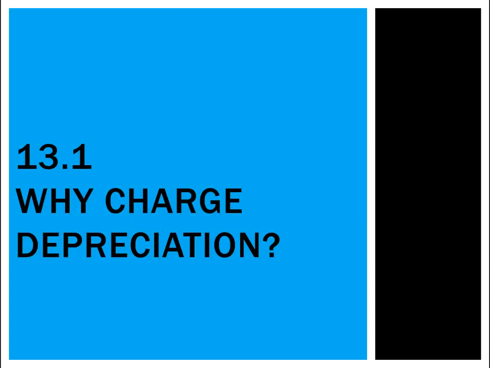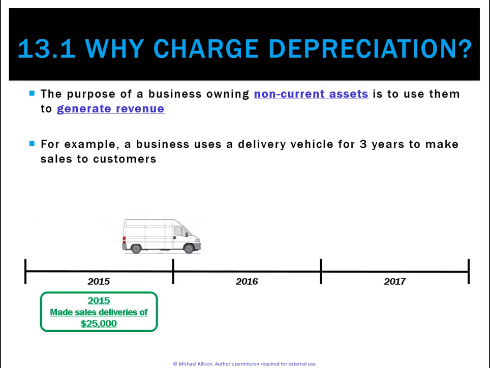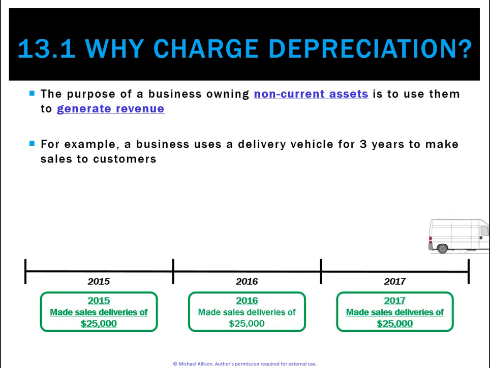Chapter 13 is all about depreciation, and let's figure out what it is. So every non-current asset a business owns is used to generate revenue. Taking the example of a delivery van that we're going to own for 3 years, each year we're going to use that to make sales to customers and deliver them to them, and we're going to earn $25,000 of revenue. So in the second year we've earned $25,000 of revenue, and in the third year $25,000 of revenue. But we can't earn revenues without incurring an expense.